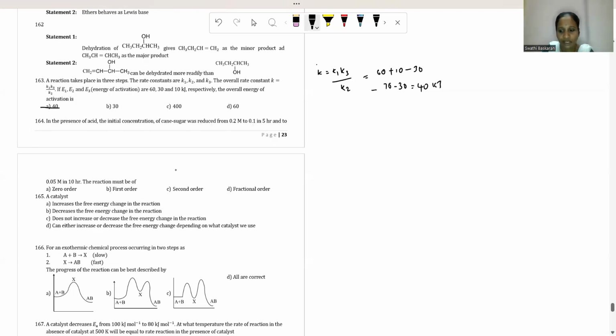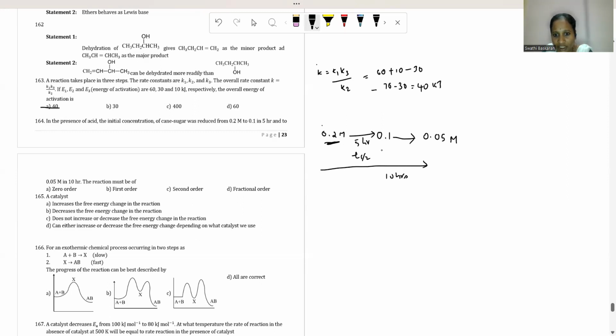Once again, a simple question. Now let us finish off this solution. What they are saying, let us write it. 0.2 molar to how much is it becoming? It is becoming 0.1, which means the concentration is becoming completely half of it. So the time they have given here, that is 5 hours, can be assumed to be T half. Now, once again, when there is reduction in the concentration to 0.05, the total time consumed they are saying is 10 hours.